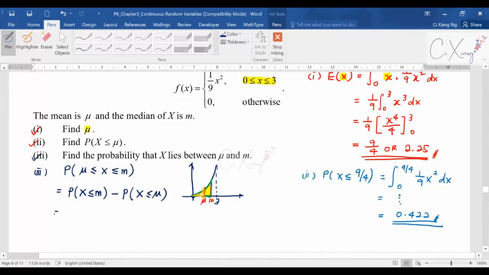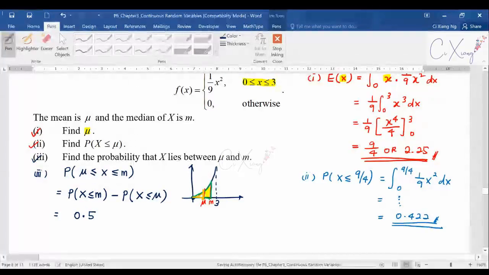Then what is the probability for x smaller than or equal to the median? You know that the median covers from the smallest value until the median, which is 50% of the data. So the probability for x smaller than or equal to the median is always equal to 0.5. You don't need to do any calculation. All right, so you know that this is the value for x smaller than or equal to the median. And then how about the probability for x smaller than or equal to mu?